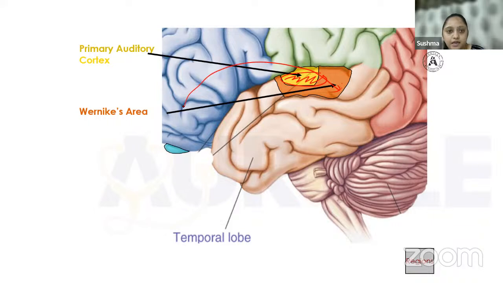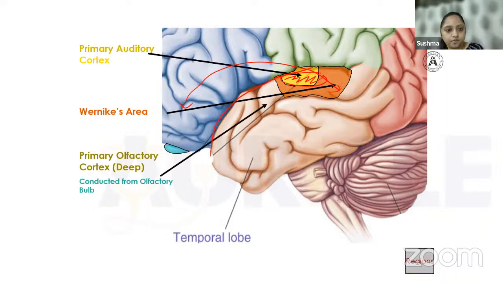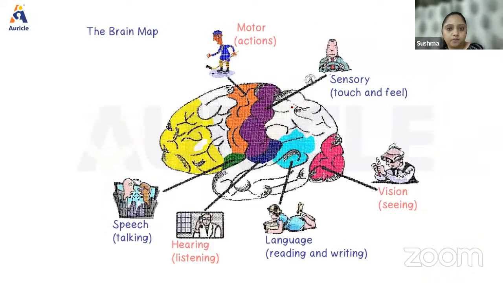Both of them are connected to one another, and this is the calcarine sulcus. Okay, this is very important. This is the primary auditory cortex, and this is the primary olfactory cortex. Now, this is the overall brain map. A beautiful picture that shows the motor actions, sensory actions. You can see all motor actions and all sensory actions, and speech, talking basically. And this is the auditory, hearing basically.